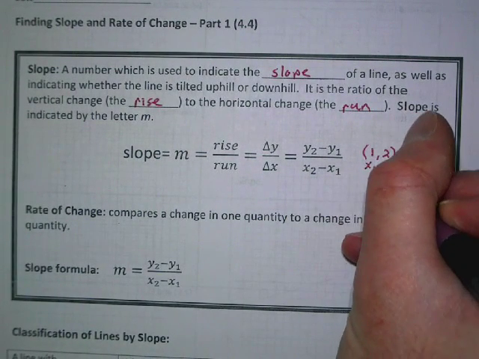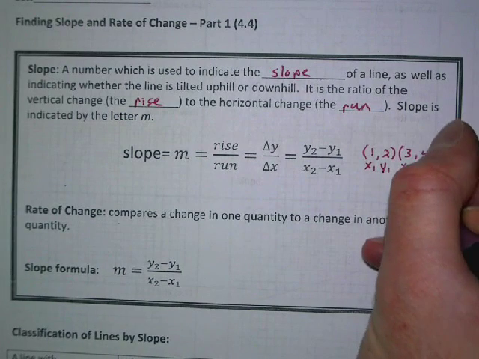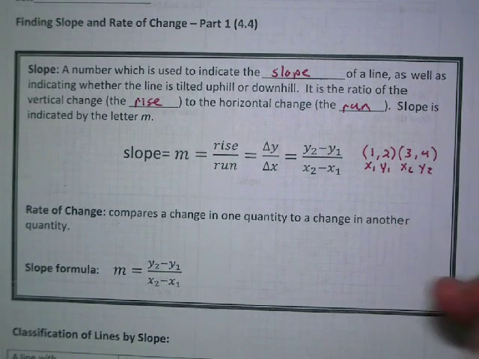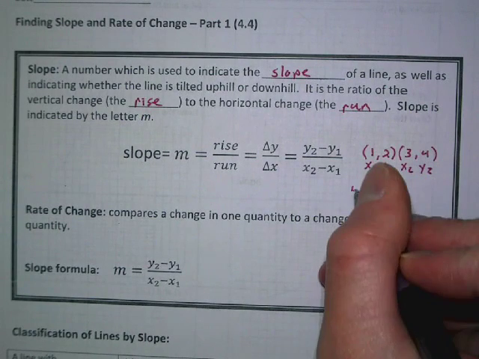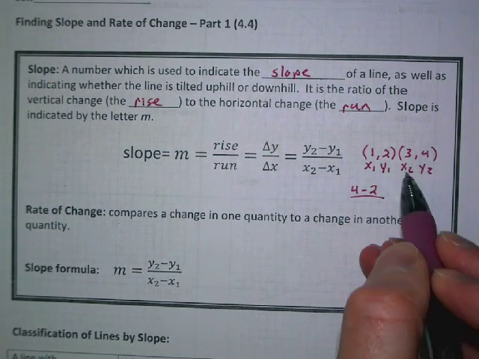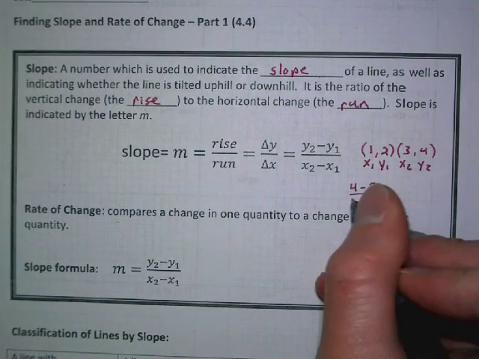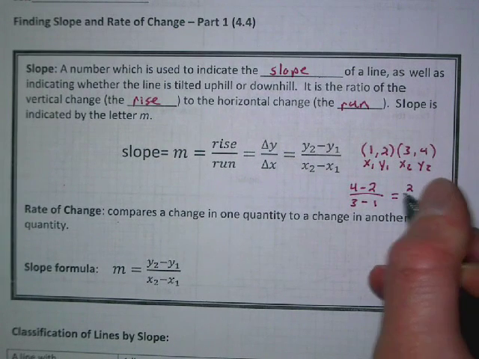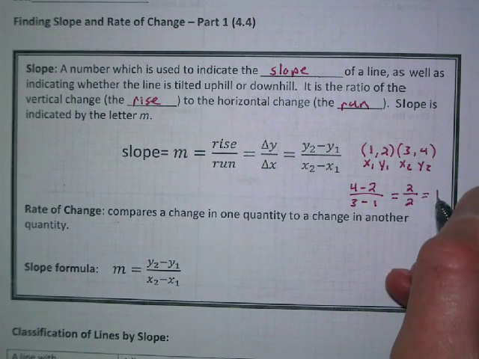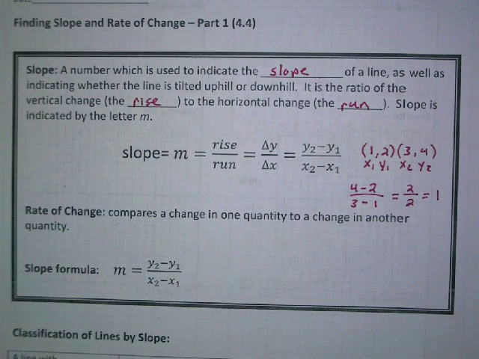We would call this x1, call that y1, call this x2, y2. And you would just go plug those numbers in. So y2 minus y1 would be 4 minus 2, and then x2 minus x1 would be 3 minus 1. And then you'd simplify and get 2 over 2, and 2 divided by 2 is 1. So the slope of that line between those 2 points would be 1. Okay, but we'll use that a lot more here in just a few minutes.